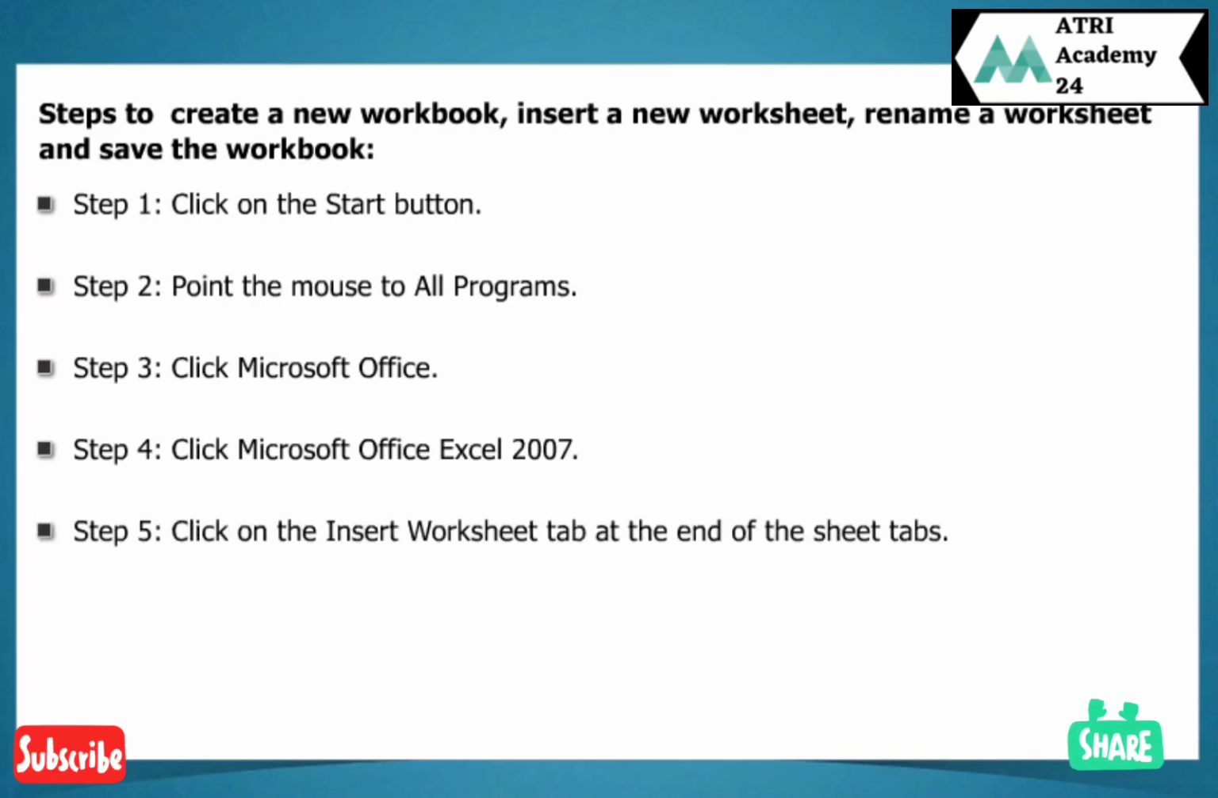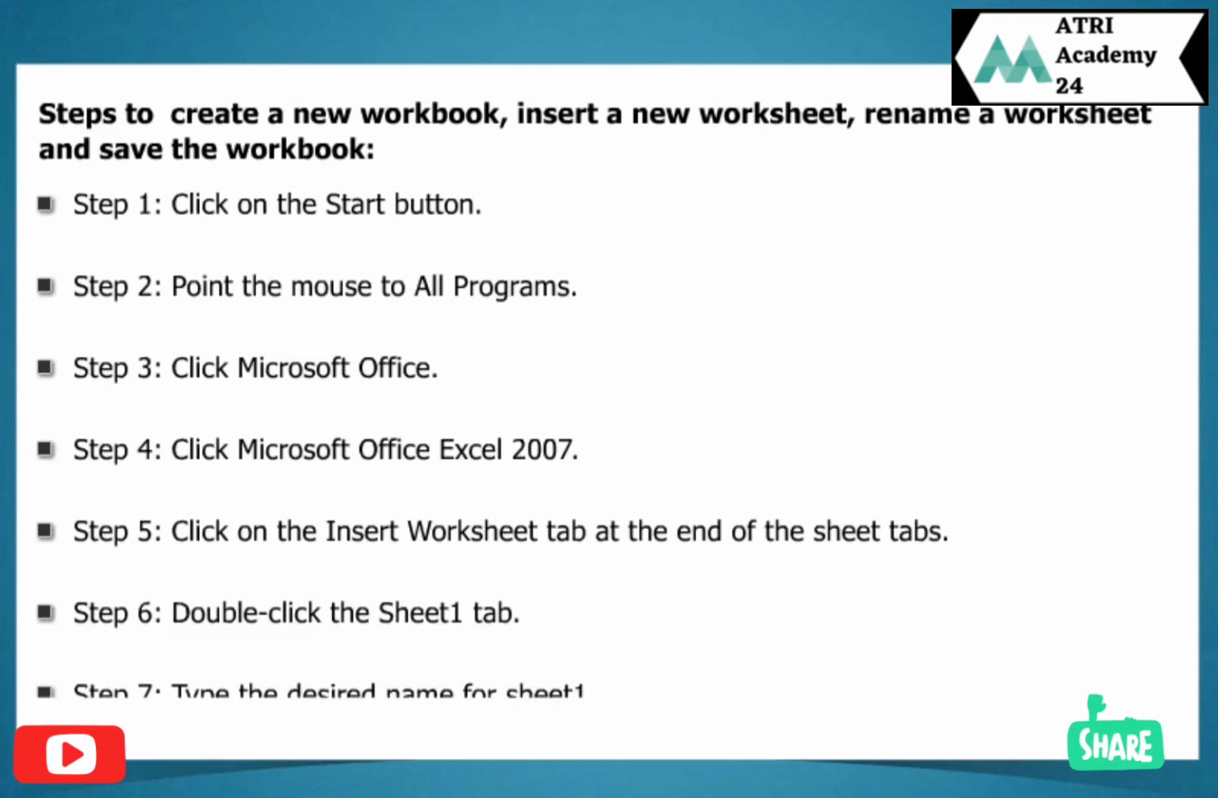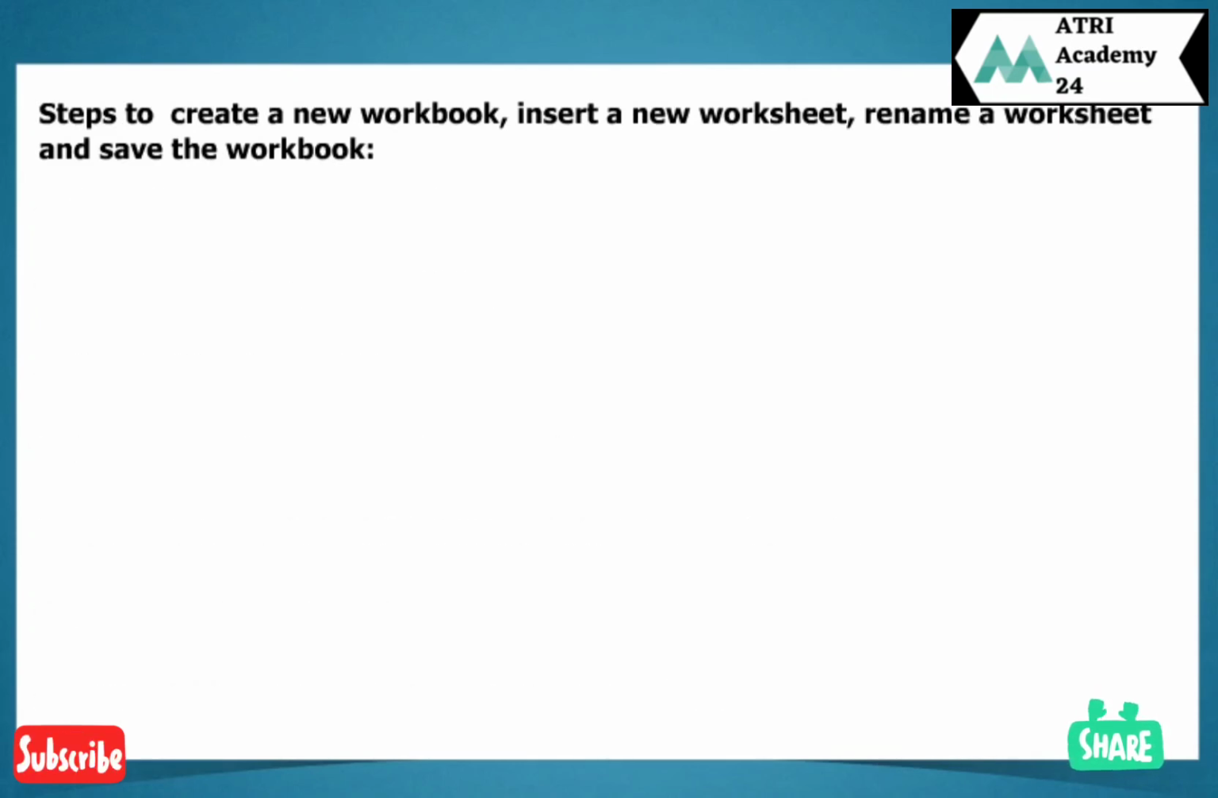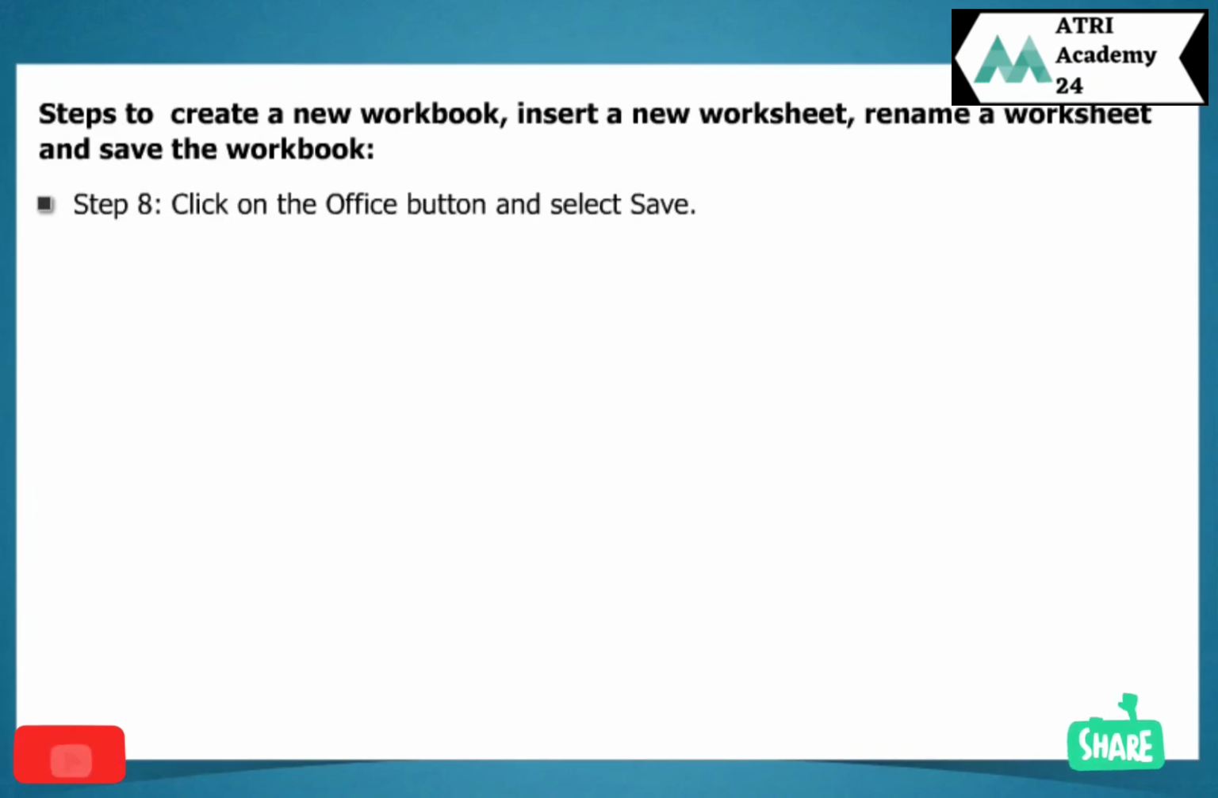Step 5. Click on the Insert Worksheet tab at the end of the Sheet tabs. Step 6. Double-click the Sheet 1 tab. Step 7. Type the desired name for Sheet 1. Step 8. Click on the Office button and select Save.